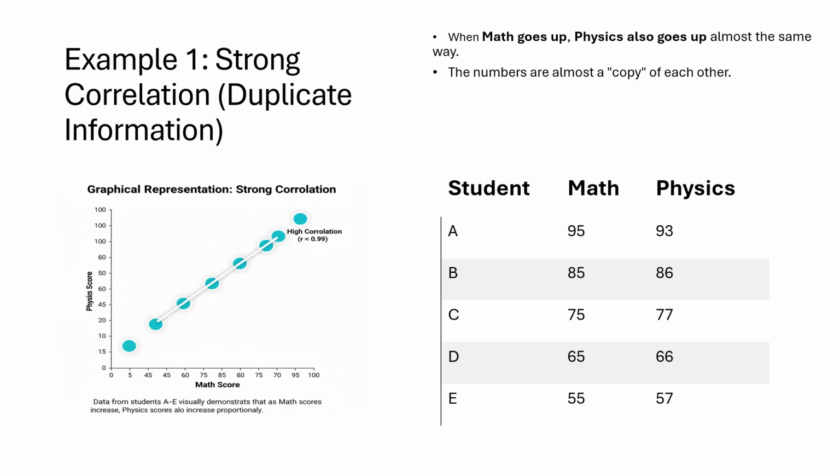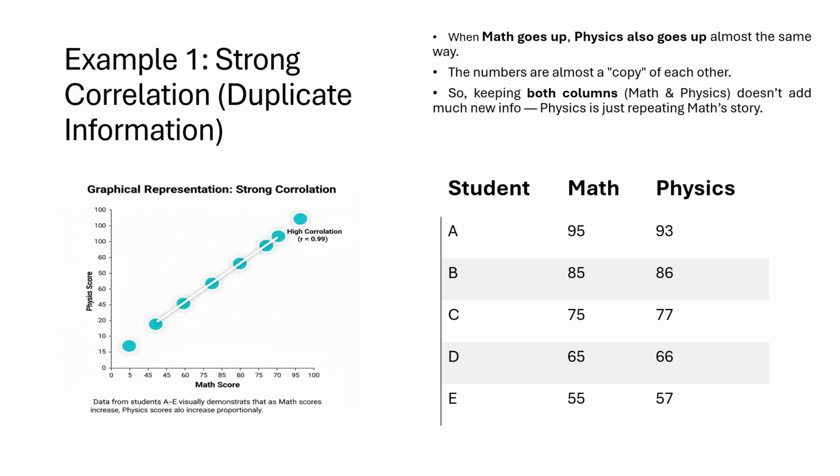So this is where PCA becomes useful. Instead of storing maths and physics separately, PCA can combine them into one subject called PC1 without losing much meaning. By doing this, we don't lose the meaning of the data, but still get rid of the duplicate information. PCA keeps the essence while simplifying the data set. This is where maths and physics are strongly correlated to each other.